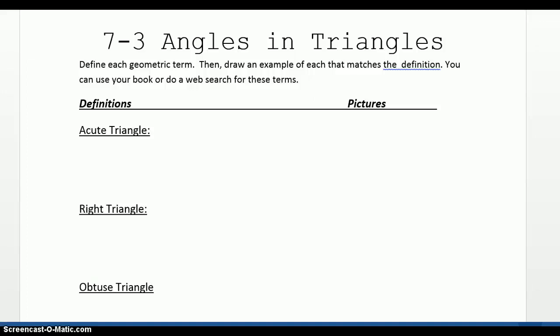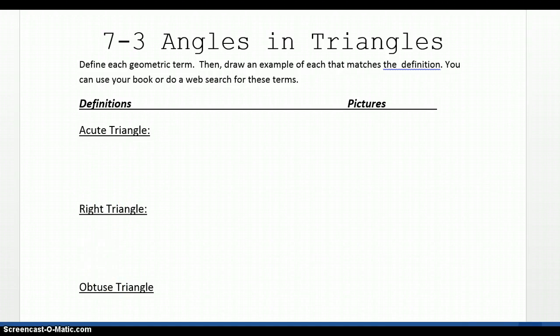Today our focus is going to be on triangles. We're going to classify them according to their angles or according to their sides. This should hopefully be familiar to you, that you've seen it before. So let's talk about the first three terms you can see on the page: acute triangle, right triangle, or obtuse triangle. So the first one, acute.